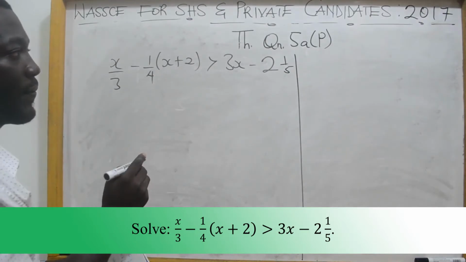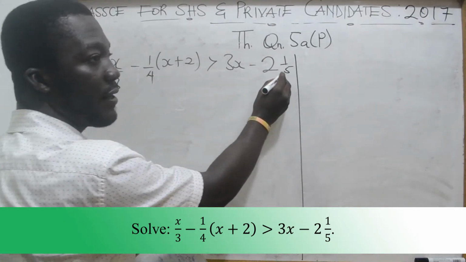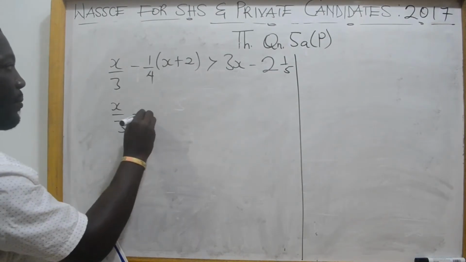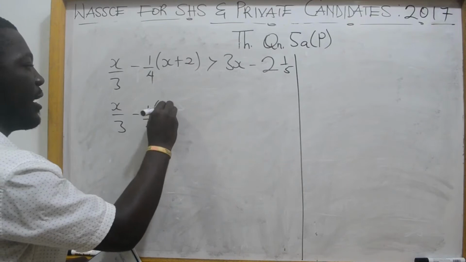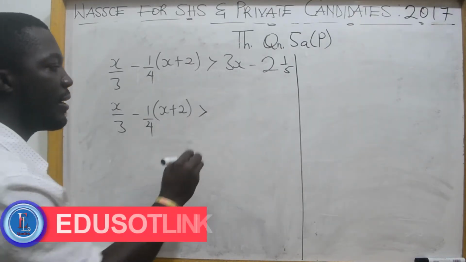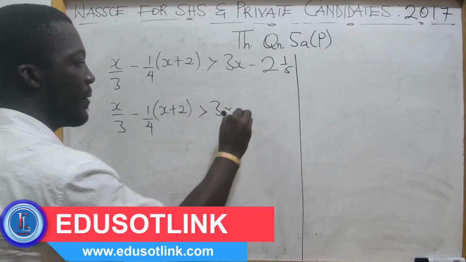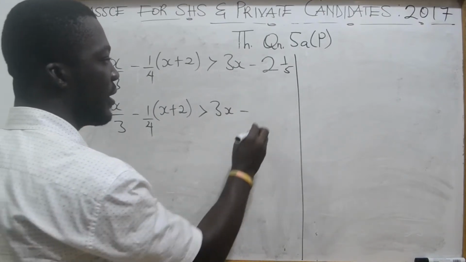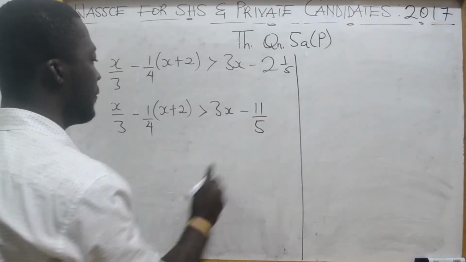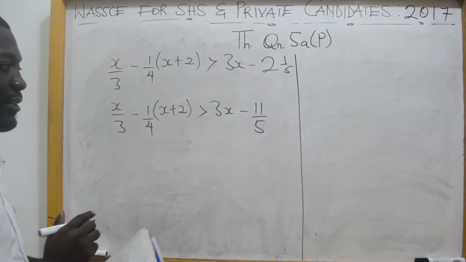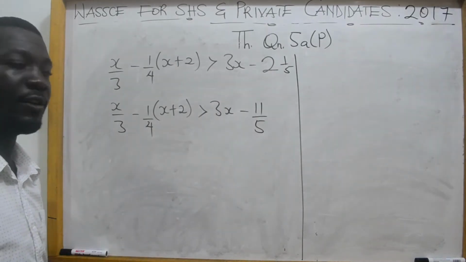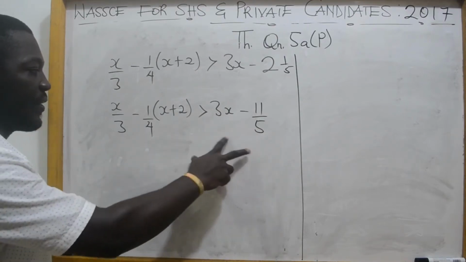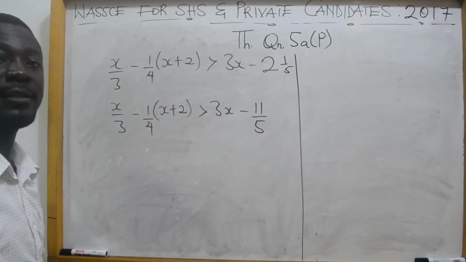So in this, the first thing we will do is to convert a mixed fraction to improper fraction. We are going to get x over 3 minus 1/4 (x plus 2) is greater than 3x minus, 5 times 2 is 10, 10 plus 1 is 11 out of 5. Then the next thing, we are going to find the least common denominator. We have 3, we have 4, and we have 5. The least common denominator is 60.